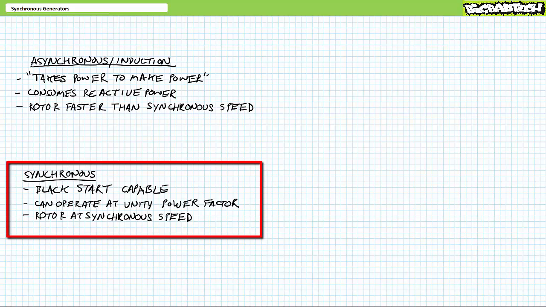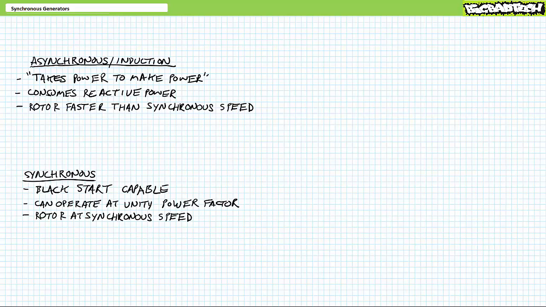Additionally, synchronous generators, given proper control mechanisms, can operate at unity power factor, i.e. neither supply nor consume reactive power. Finally, an external prime mover must turn the rotor of a synchronous generator at synchronous speed.